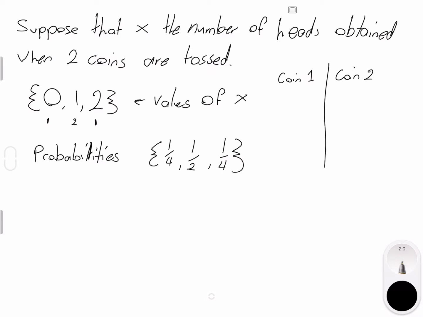We could have tails, tails, heads, tails, tails and heads, and heads and heads. So, as we can see, this one, no heads, the first one here, no heads. The next 2 both have 1 head. And the final one, there's 2 heads. So that's why this middle value here is a half as compared to the others where they're a quarter.